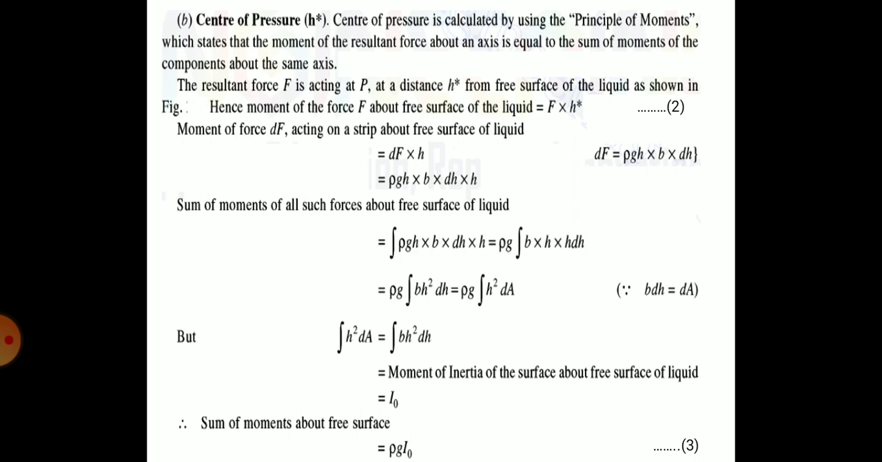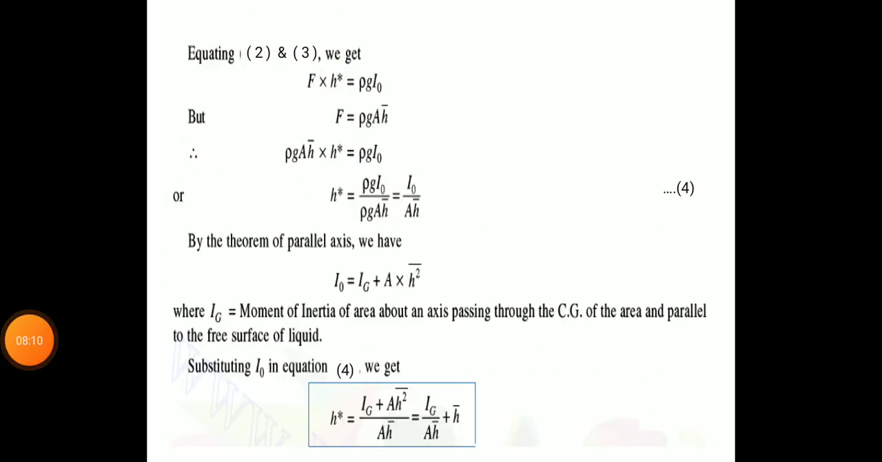Therefore, the sum of the moments about the free surface is equal to rho g I0. Then equating these two equations, we get F into H star is equal to rho g I0, but F is equal to rho g A H bar. Therefore, putting this value, rho g A H bar into H star is equal to rho g I0. Hence, we can find the value of H star, that is equal to rho g I0 upon rho g A H bar, that is equal to I0 upon A H bar.